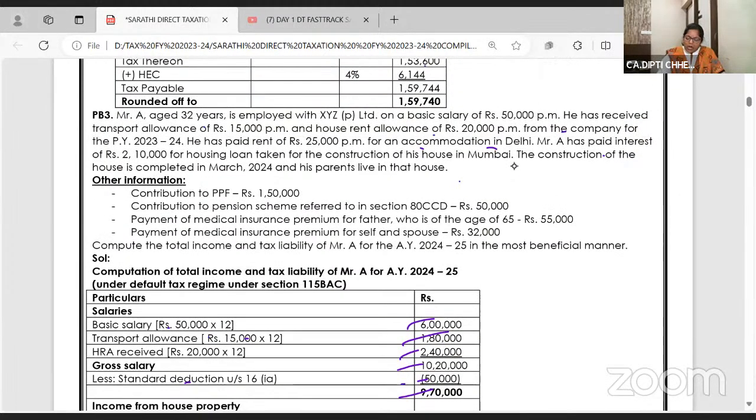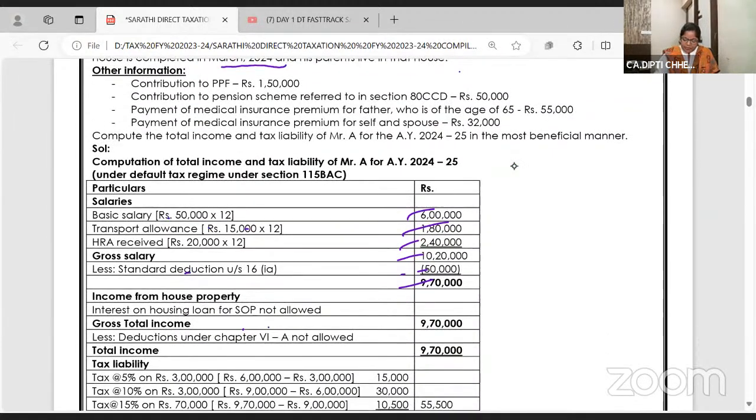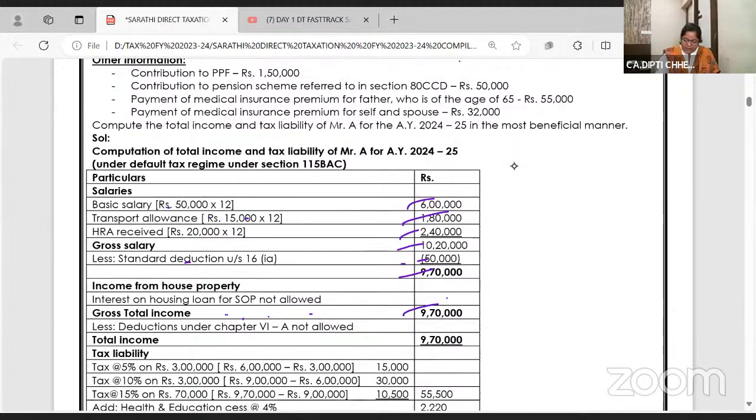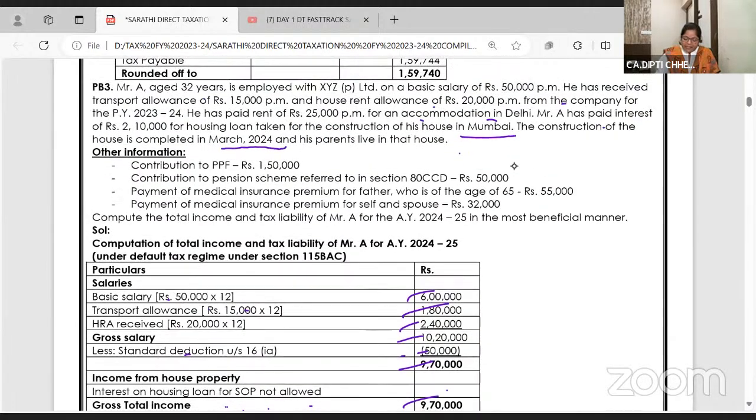Now gross salary, basic, transport, HRA, you will get standard deduction, and interest on housing loan is not allowed, because until now the house is not occupied. Construction was completed in March 24. So self-occupied, it's not allowed. What's the gross total income? 970. Under default tax regime.